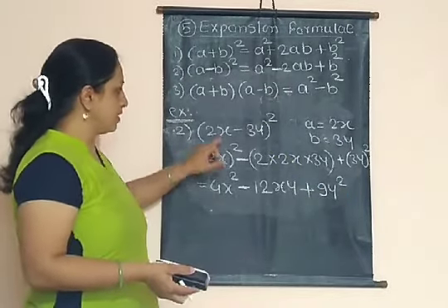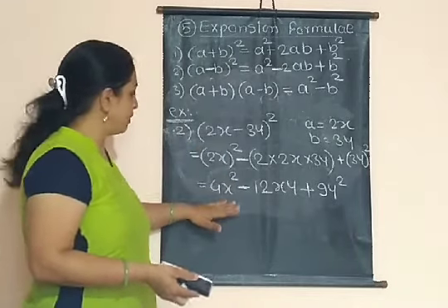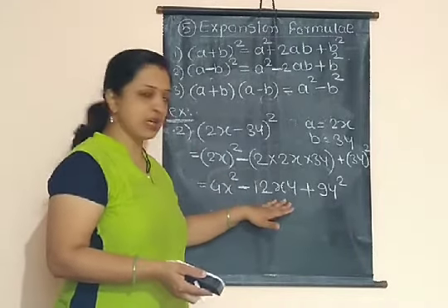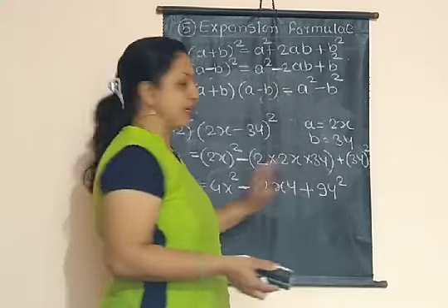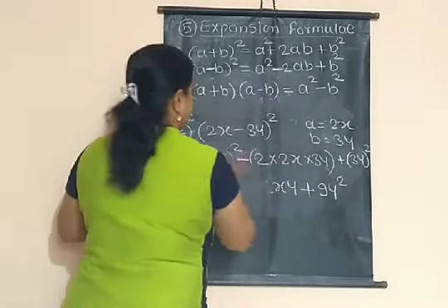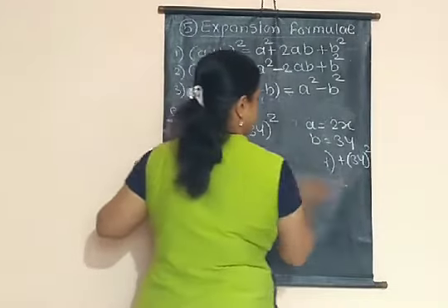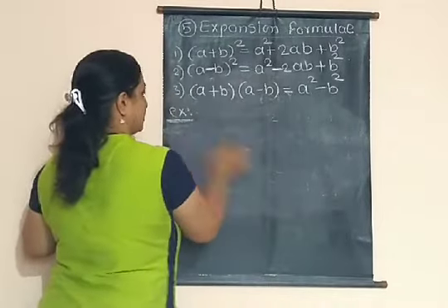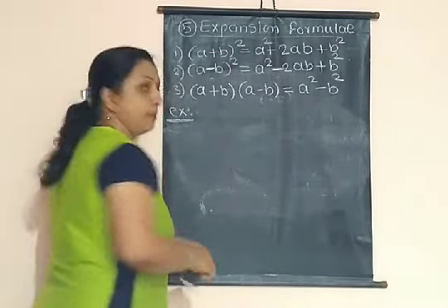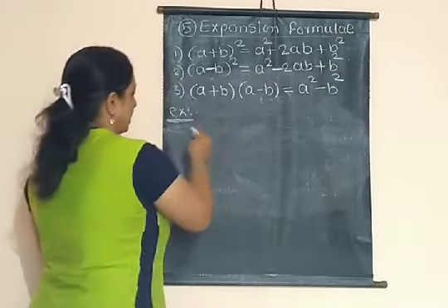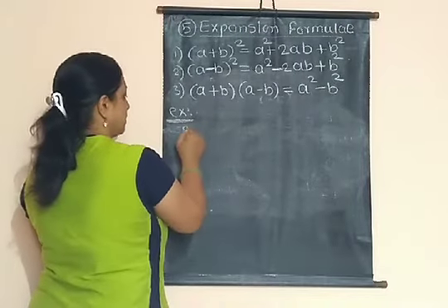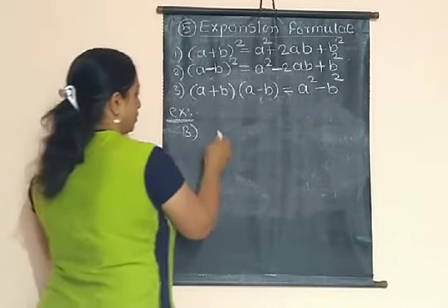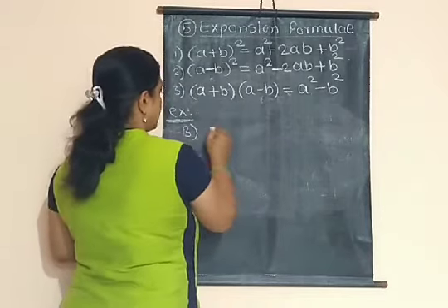Okay, expansion of this. So what is the answer? 4x square minus 12xy plus 9y square. Okay. Now after that, see the third example. Remember, you have to write all these examples in your textbook. Sorry, notebook. So take the third example.